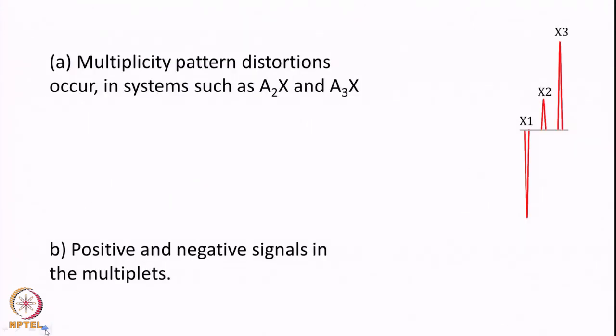Now here one can see an example. If you have spins, say AX, A2X and A3X, here the inversion is going to be like this. So X3, X2 and X1 show intensity anomaly, and some will be positive and negative signals if we record an INEPT signal. So we need to know which is coming from which one, and this is going to be difficult because negative and positive signals both we are getting in the same spectrum.